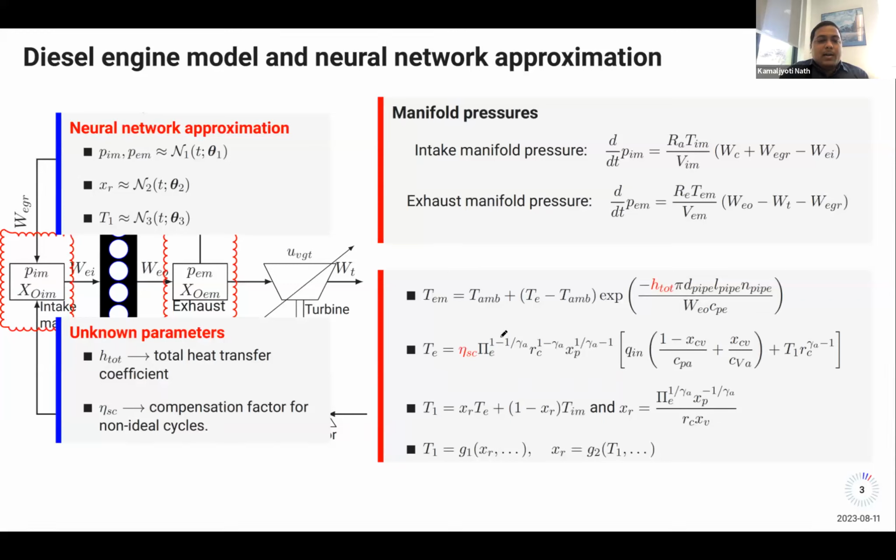Why do we consider this? If anything changes in the value of H2 or eta SC from the design value, we can infer the health of the engine. If it changes, it indicates that the exhaust manifold has some issues, so we can schedule maintenance.